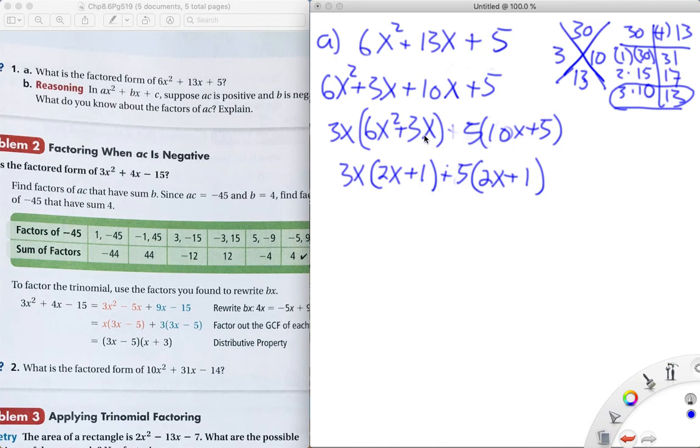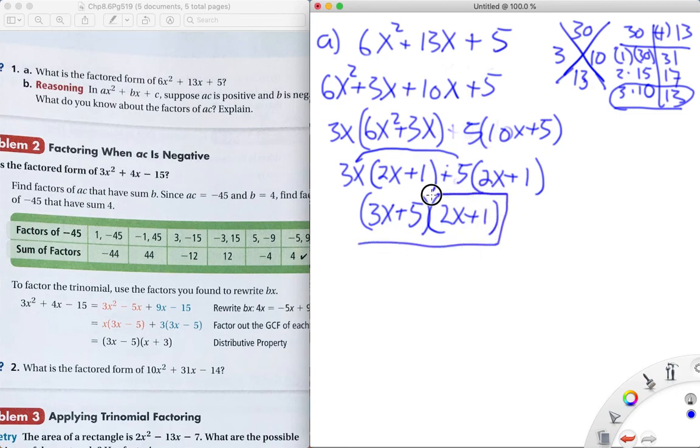So notice what I have here. I have 3x times 2x plus 1, 5 times 2x plus 1. The 2x plus 1 are the same. I can add these two terms since they're both being multiplied by 2x plus 1, so I can say that my binomials are 3x plus 5 times 2x plus 1. And this would be my final answer.